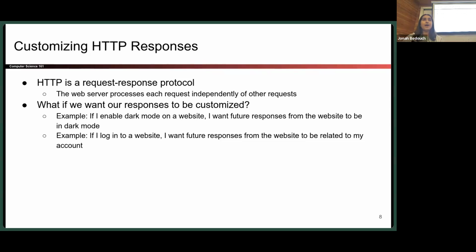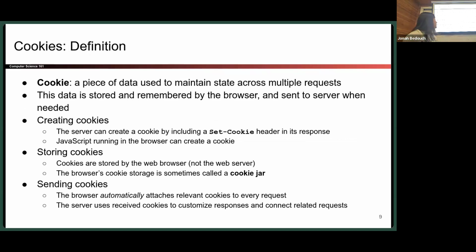So for example, if I enable dark mode on a website, when I open that website again later on, I want it to be in dark mode. I'm not expecting that to be reverted. So we need some way of remembering this. And also, like in the Gmail example, if I log in, I might want to be logged in for some period of time. This introduces the notion of remembering some sort of state across different requests, and this is where cookies get involved.